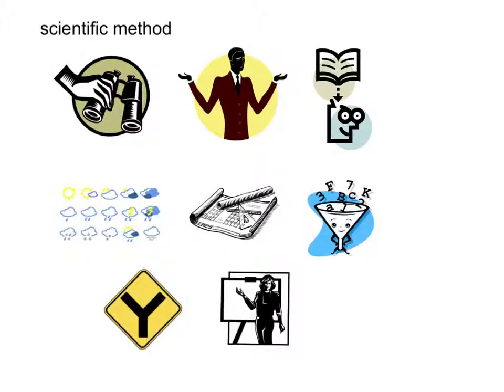Let's review the scientific method a little bit here. In the front of my classroom, I have a series of posters which are shown here on this screen, and they go through the process of the scientific method. First, we begin by making observations. We observe things in the world around us.